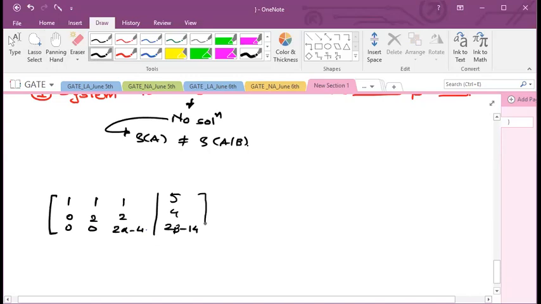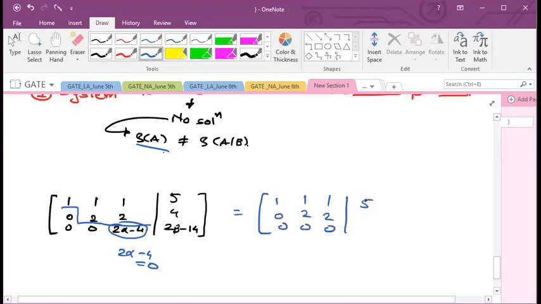Now see, for this condition, our rank of A and rank of A augmented B should be different. So for rank of A, if I take 2 alpha minus 4 equal to 0, see here carefully, this system will reduce to 1, 0, 0, 1, 2, 0, 1, 2, 0, and here 5, 4 can take any value. So rank of A will become 2 over here, and rank of A augmented B will become 3 over here. Isn't it? Are you getting my point?